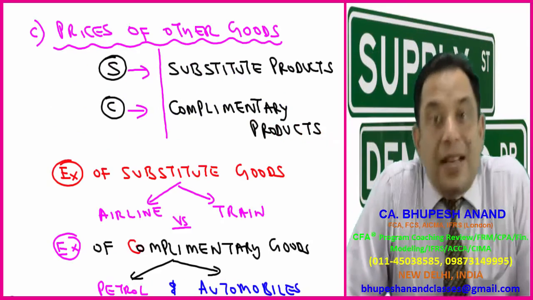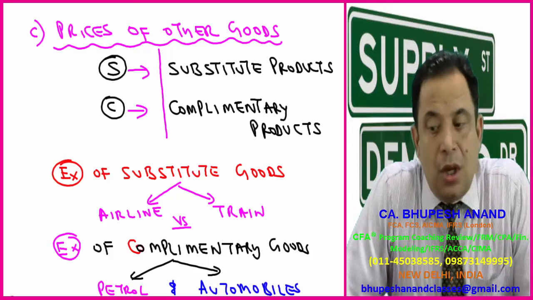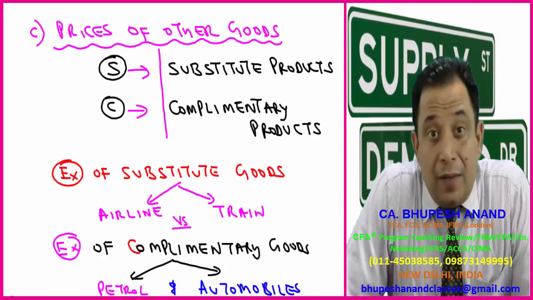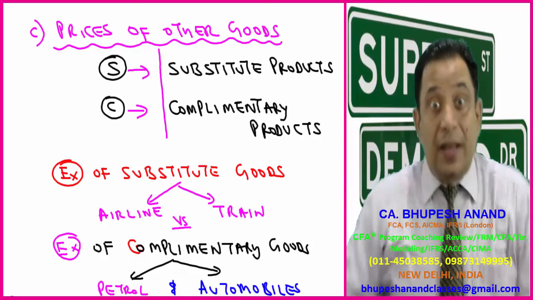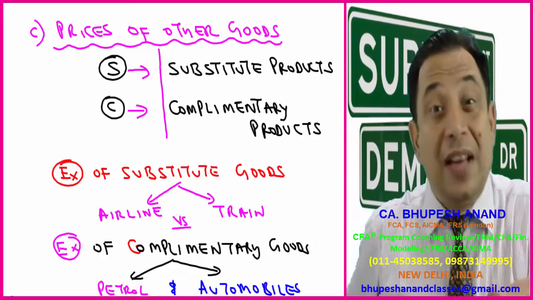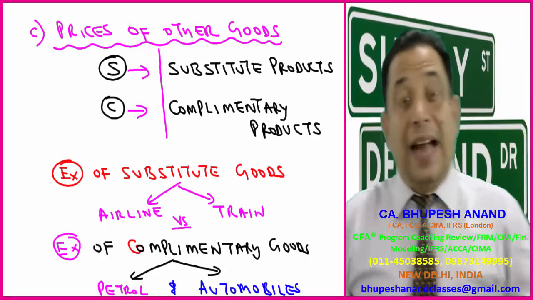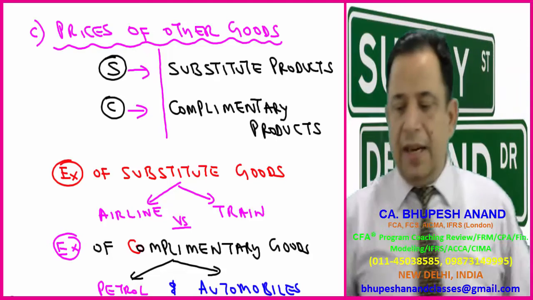Next is price of other goods. Now, other goods can be substitute goods or complementary goods. I have just told you what the meaning of a substitute is: metro travel or personal car travel or travel by Ola or Uber. If the prices of Ola and Uber increase, people will go more to the metro. In that case, the demand of petrol will decrease. Just see airline versus train.